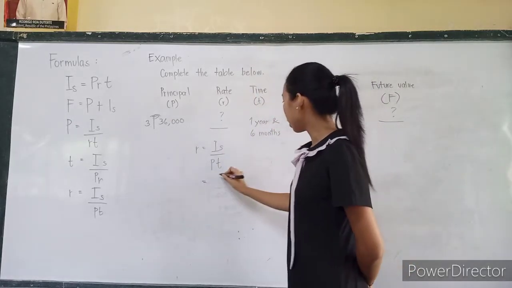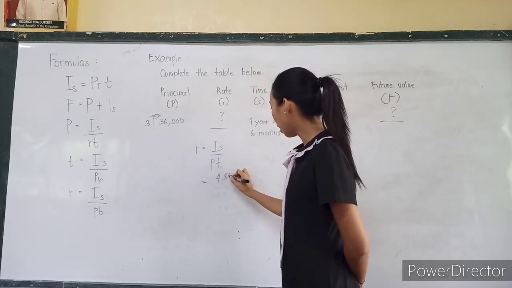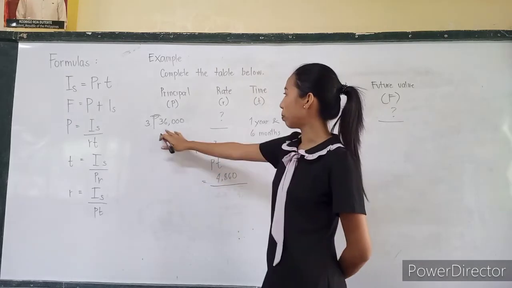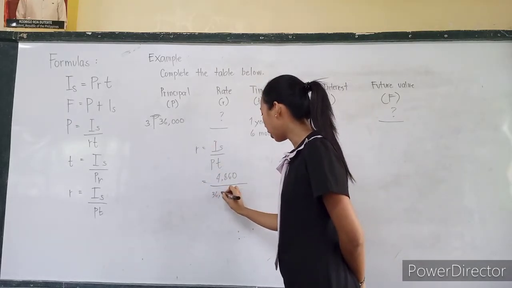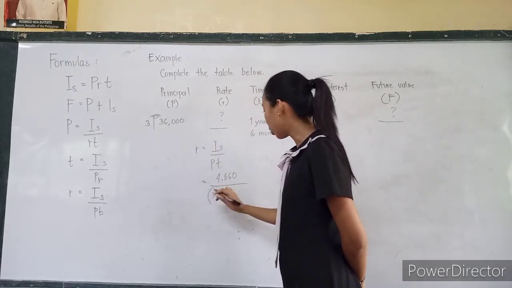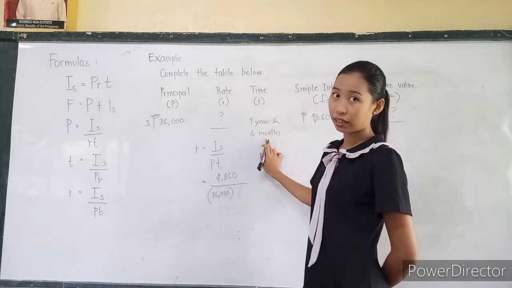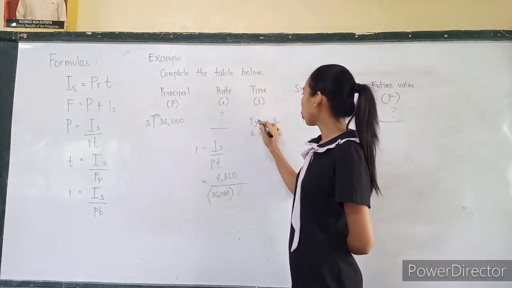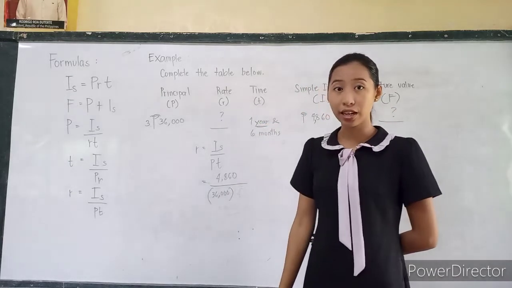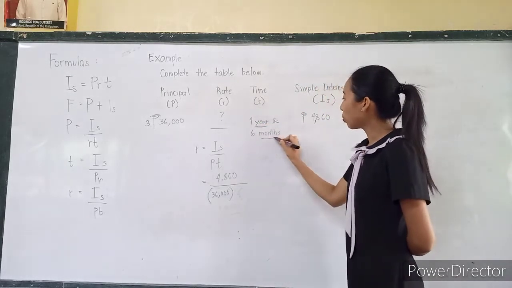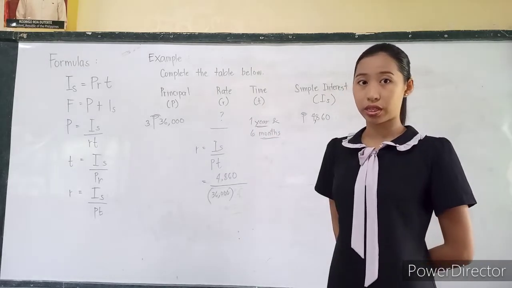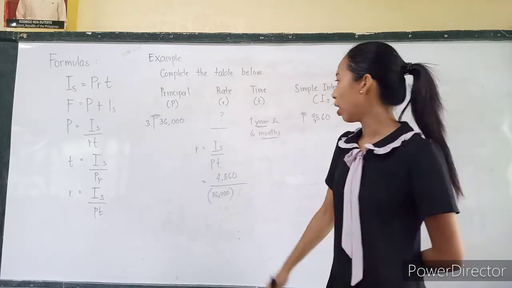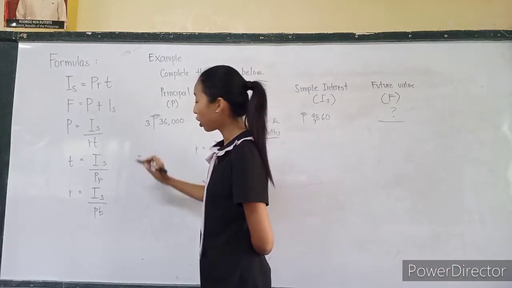So let us substitute your values. Your IS is 4,860. No? Divide na to kay principal, which is 36,000. Tapos ato siyang i-times sa imong time. Karon timaan nato ni siya. Your time should always be in years. Now, what are we going to do if we have months? So, ang months, i-convert nato siya into year. How? So, karon ato siyang i-convert.